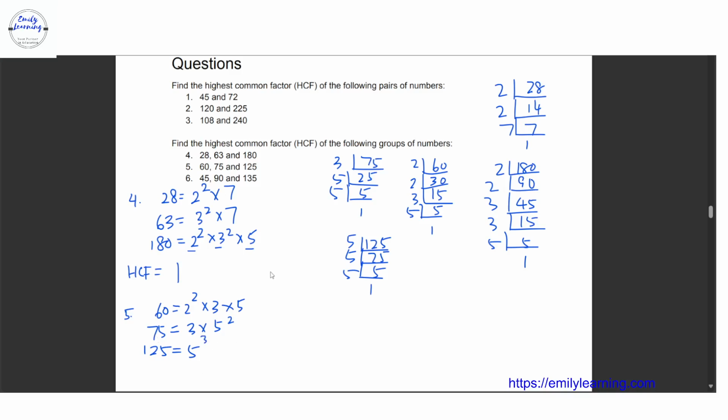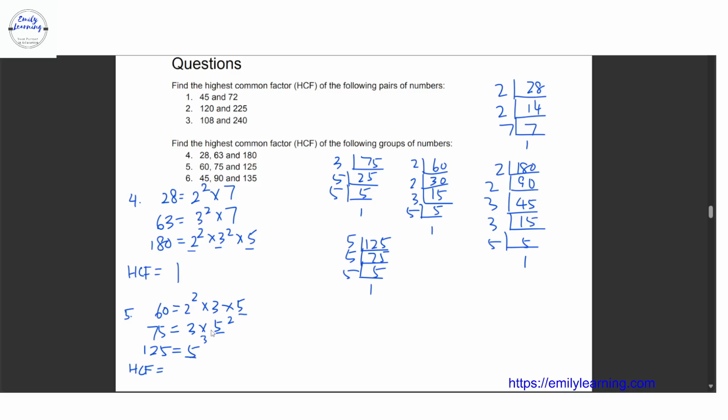Alright, so now to find the HCF or highest common factor, I will look for a base that is common to all of them. So 2, only 60 has base 2. Next, 60 and 75 have base 3, 125 doesn't, so I cannot use base 3. But all three of them have base 5.